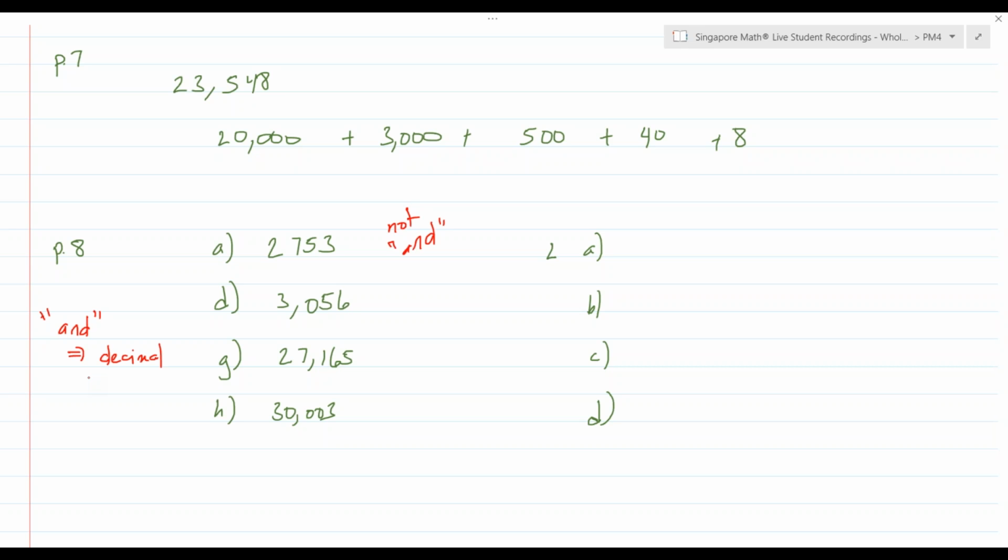Letter D would be read 3,056. Letter G, 27,165. Letter H, 30,003. Now that's the one you're most tempted to add an "and" in, possibly. Not "thirty thousand and three," just "thirty thousand three." Try really hard when you're reading numbers out loud not to put an "and" in the number unless we mean it. Again, stick around for 4B. We'll talk about when we mean "and" in a number.